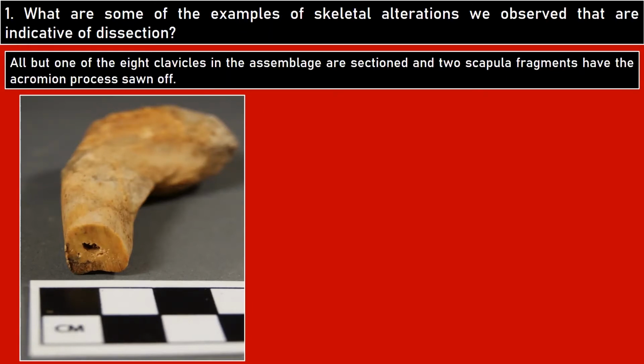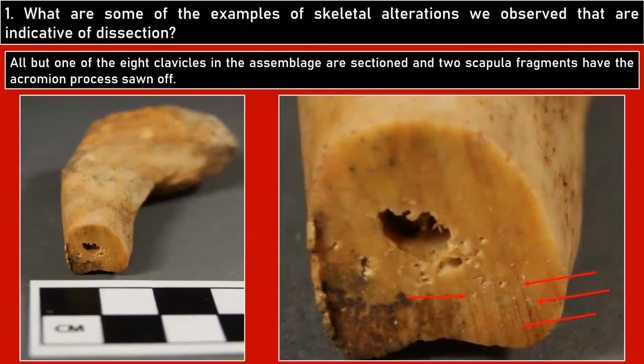We're next going to talk about bones of the shoulder region, starting with the clavicle, or what most people refer to as the collarbone. Of the 8 clavicles in the assemblage, 7 of them were sectioned near the midway point on the bone shaft, an example of which is shown here on the slide. Again, this was achieved through sawing, as was indicated by the striations I mentioned previously. In this close-up, you can see examples of these striations. Some have been shown to you with red arrows.